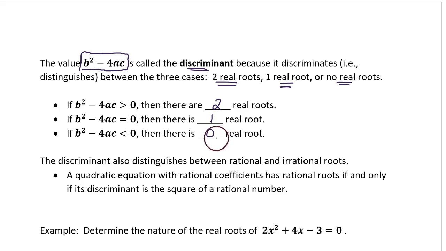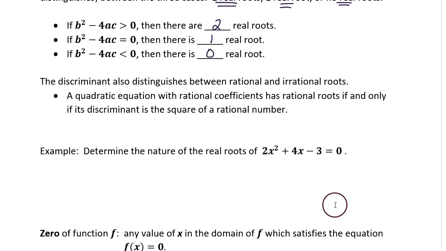There are 0. There are still answers, but they're called imaginary roots, and we'll learn about those in chapter 10. The discriminant can also be used to distinguish between rational number roots and irrationals. Remember, rational numbers are any numbers that can be written as fractions. Irrationals are the ones that can't be written as fractions.